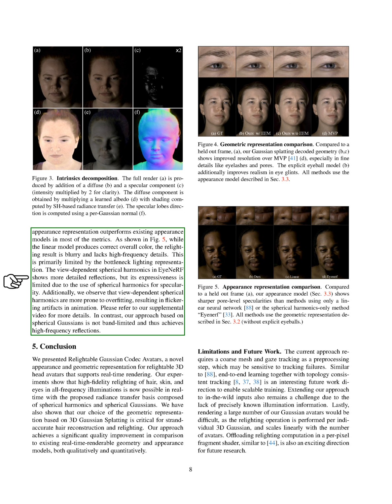While the linear model produces the correct overall color, the relighting result is blurry and lacks high-frequency details. This is primarily limited by the bottleneck lighting representation. The view-dependent spherical harmonics in iNerf show more detailed reflections, but its expressiveness is limited due to the use of spherical harmonics for specularity. We also noticed that view-dependent spherical harmonics are more prone to overfitting, resulting in flickering artifacts in animation. In contrast, our approach based on spherical Gaussians is not band-limited and thus achieves high-frequency reflections.